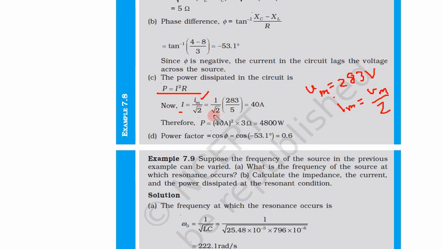So 1 by root 2. So this is for IRMS current. Peak voltage is 283 volts, and this impedance of the circuit is 5 ohm. So after solving, what we get? We get 40 ampere. So IRMS current in the circuit is 40 ampere.